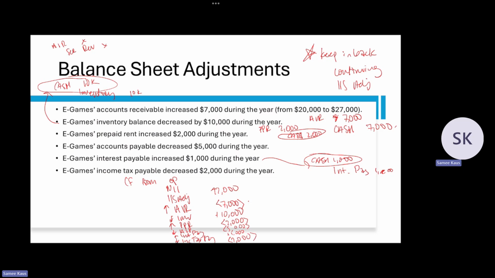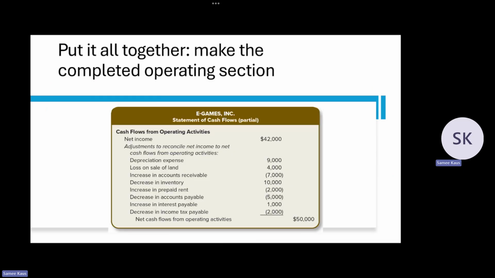So when we put it all together, remember, I have these couple of income statement adjustments. I'm going to see something like this, where for my operating activities, I start with my net income because this is accrual-based accounting, and I reconcile from there. So I took care of my depreciation expense and my loss, and then my increases and decreases in current liabilities and current assets that come from my balance sheet. So at the end of the day, I'm going to have a net cash flow from operating activities of 50,000, which again, all I'm doing is taking my 45 plus 9 plus 4 minus 7 plus 10, and so forth. Okay.